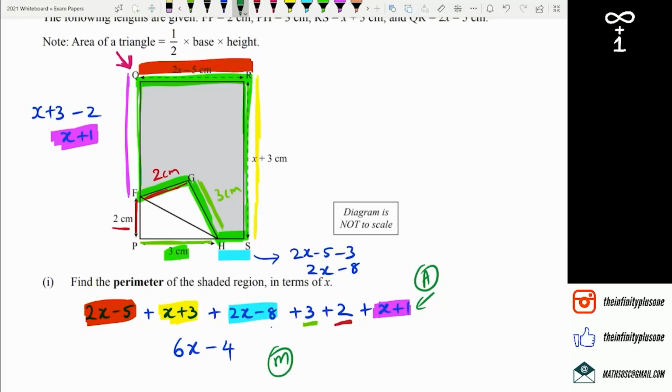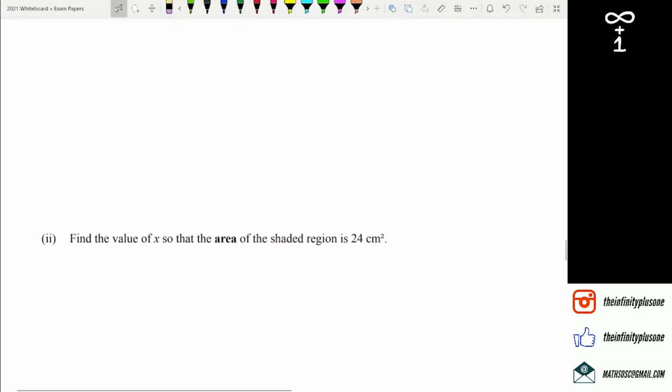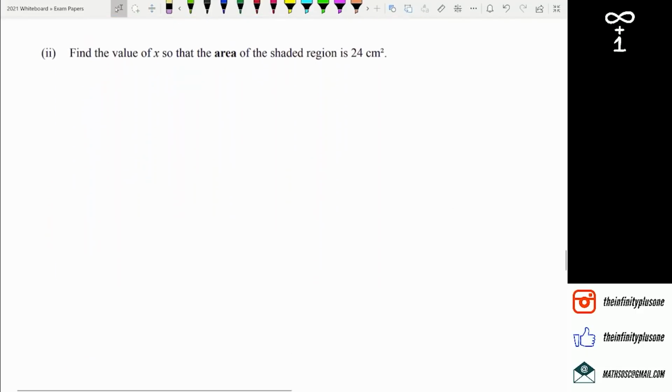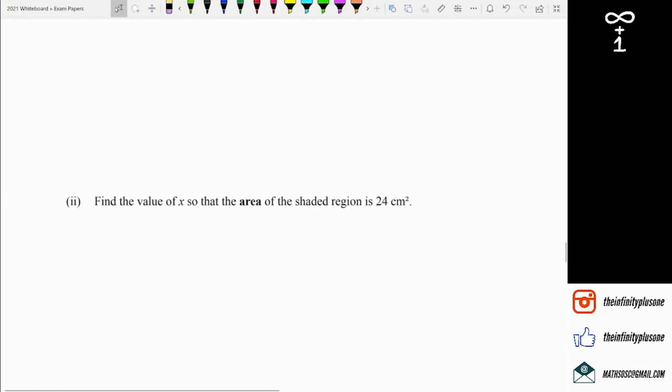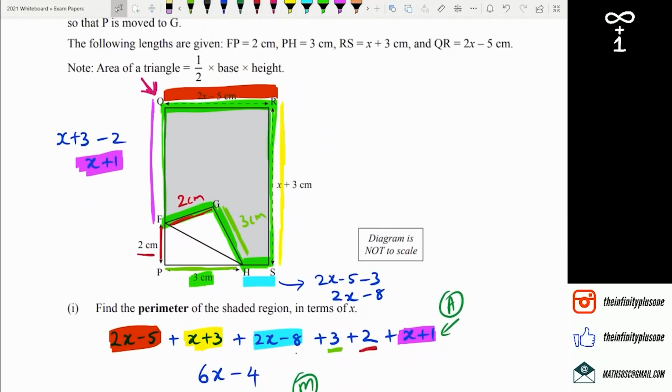All right, let's go to the second part of this question. Find the value of x so the area of the shaded region is 24 centimeters squared. This is a horrible question is what I'm thinking. But there's a trick way to do this, but all right. I'm just going to copy that diagram down, guys. So just give me a second.